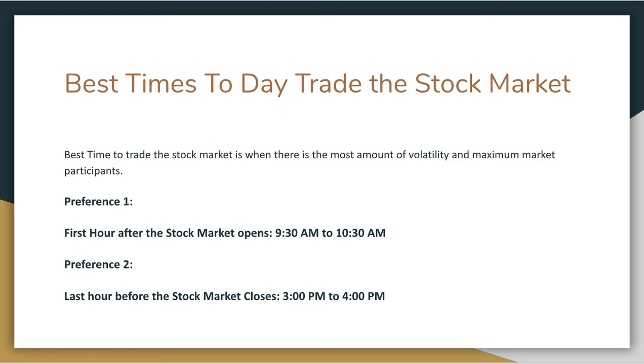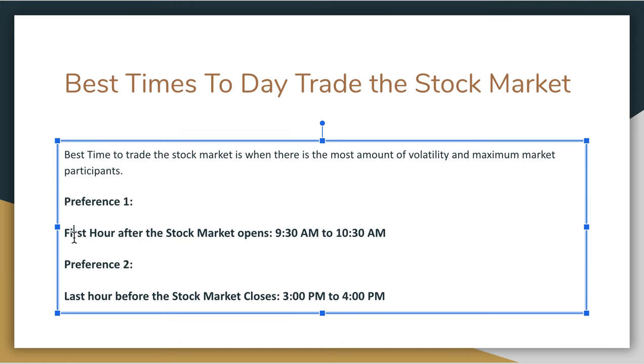Also, consider when there are the maximum market participants. If there is no volume in a particular stock, you probably do not want to be in it, because it's going to have wide spreads, which means your risk goes up. So the preference is always the first hour after the stock market opens. 9:30 to 10:30 is the prime time, when there's a lot of movement in the markets and a lot of overnight orders get settled in. There are a lot of people swing trading, or mutual funds and ETFs taking positions. They place trades before the market opens, so once the market opens, all those trades come into play.